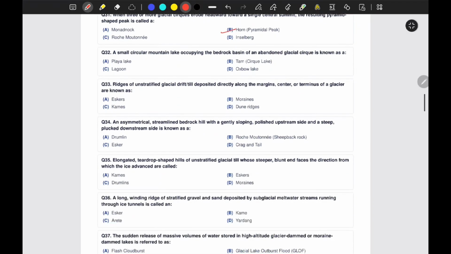Question number 32. A small circular mountain lake occupying the bedrock basin of an abandoned glacial cirque is known as Playa Lake, Lagoon, Oxbow Lake, or Tarn Lake.